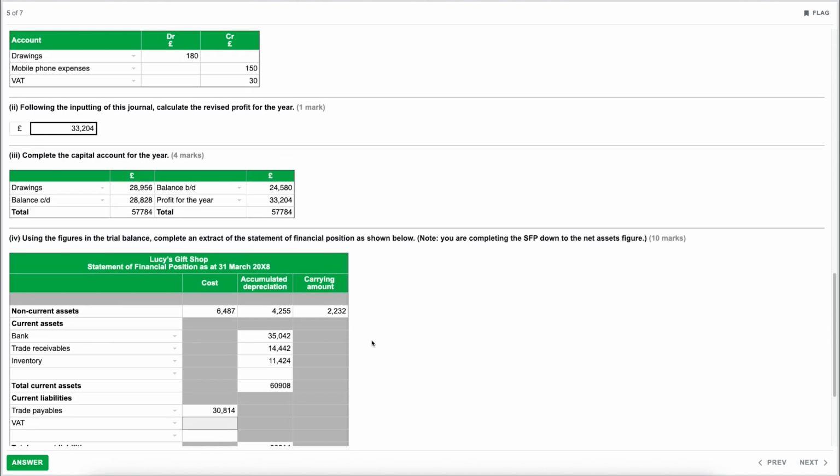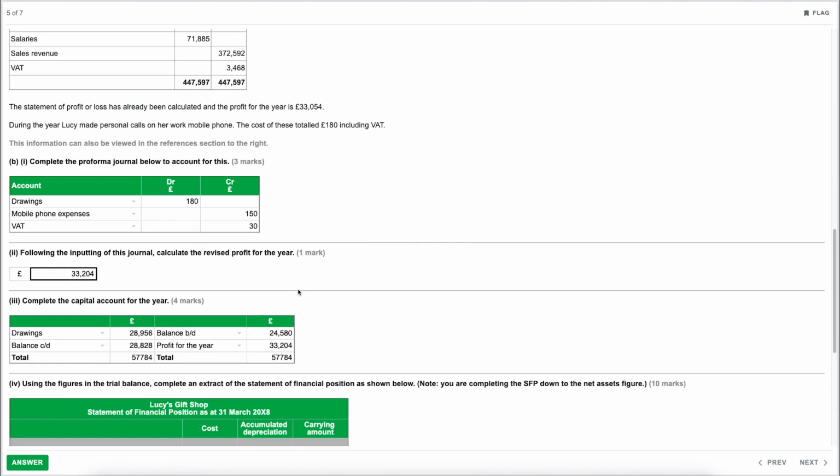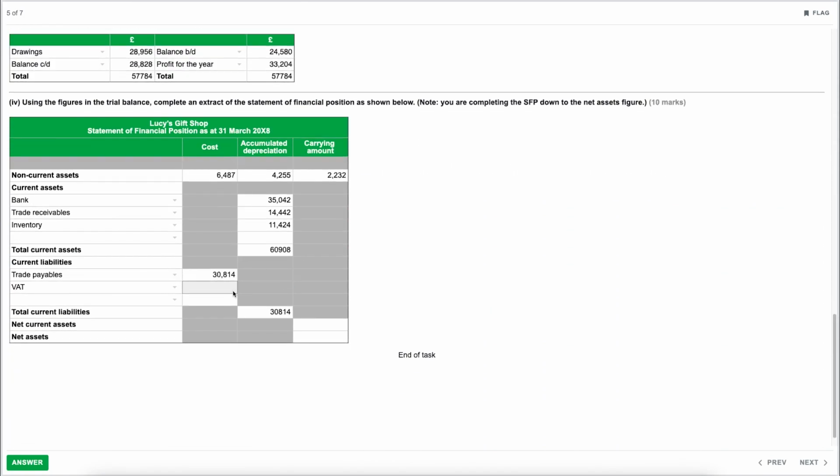We'll now get our VAT figure. So our VAT figure was 3,468. However, we did make a journal entry to credit it for a further £30. So it will be 3,468 plus £30 to give us 3,498.